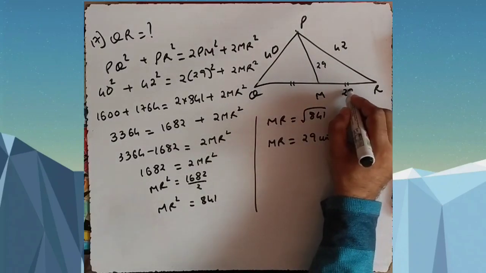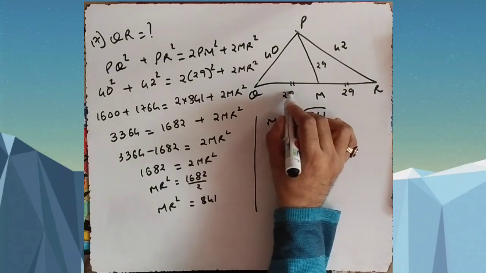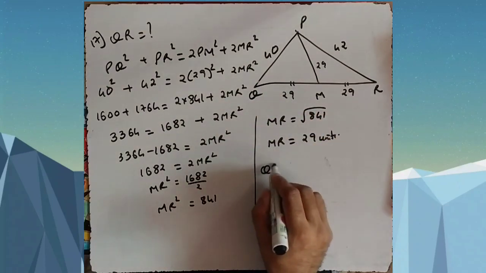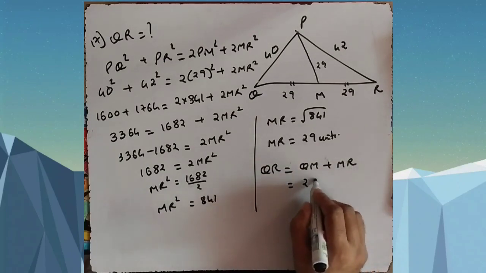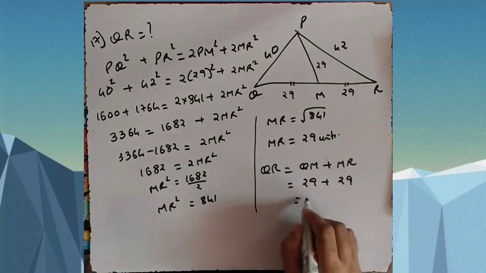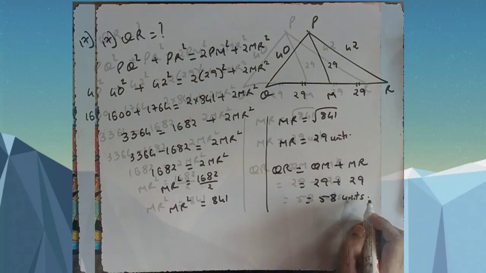MR is 29. QM is equal to MR, so QM is also 29. QR is equal to QM plus MR, 29 plus 29, and that comes to 58 units.